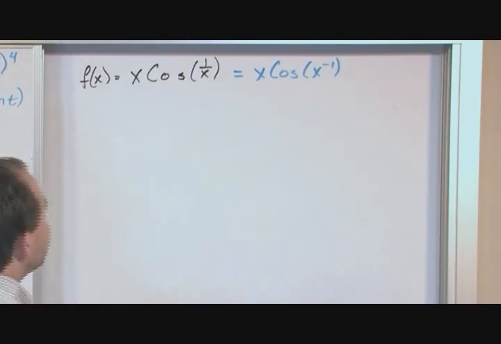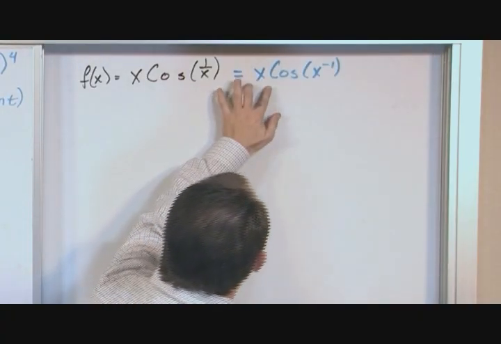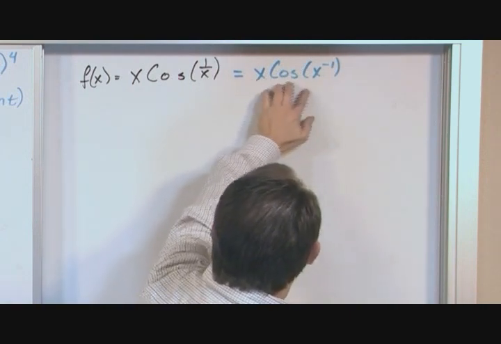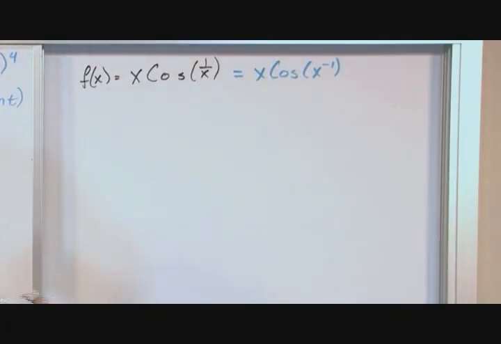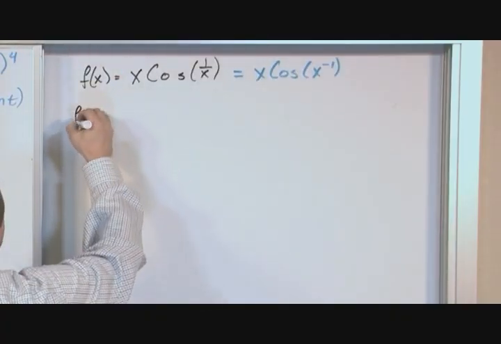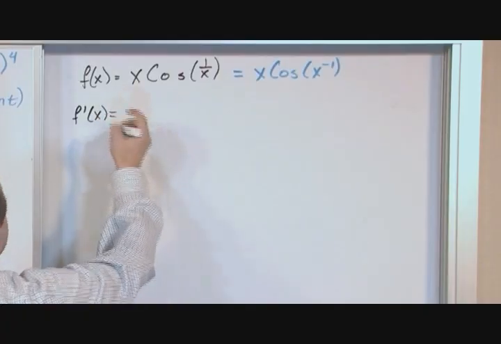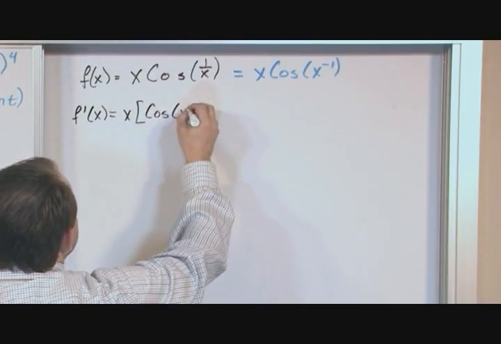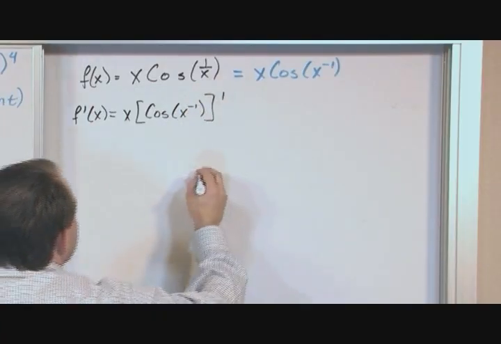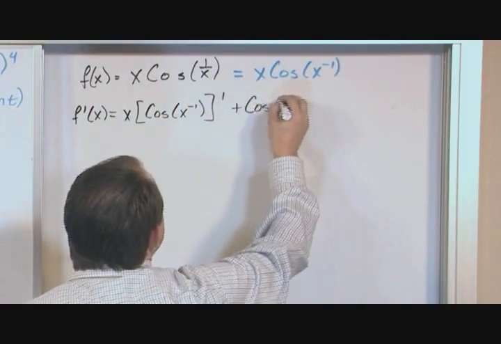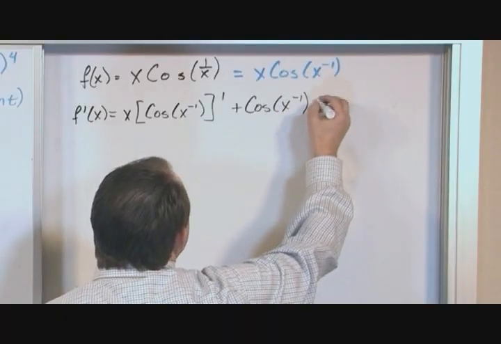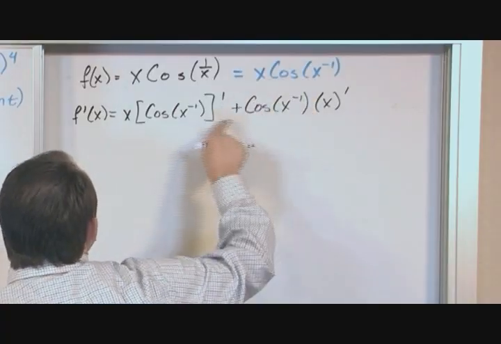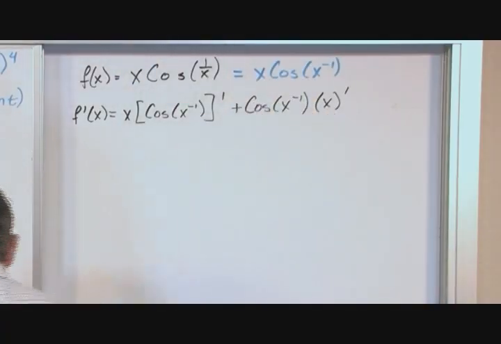Okay? But notice the big picture. You have a function x times this function. So you have two functions multiplied together, this cosine function, times this guy. So we're going to use the product rule right out of the gate. So f prime of x is equal to first times the derivative of the second, cosine of x to the negative 1, plus the second times the derivative of the first. First times the derivative of the second function plus the second function times the derivative of the first. I've taken no derivatives yet.